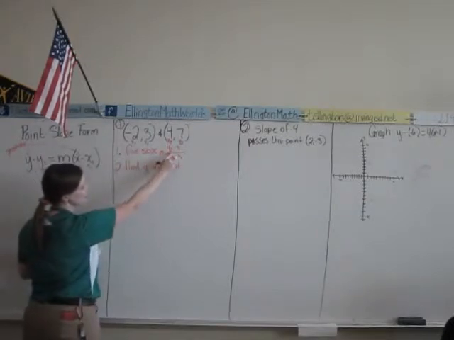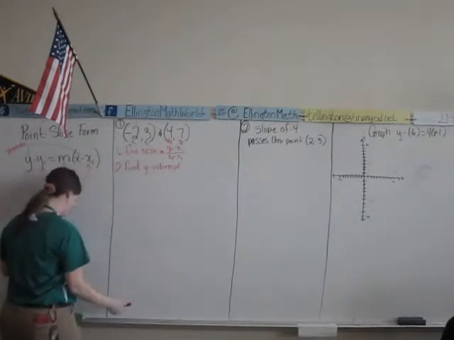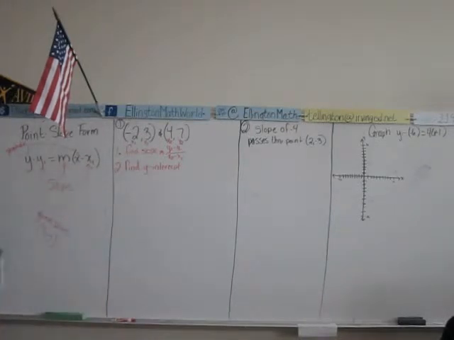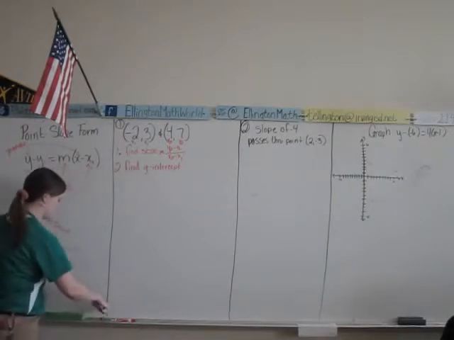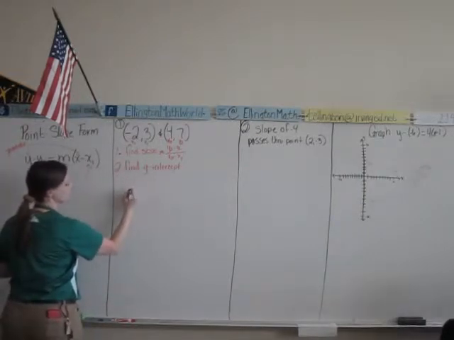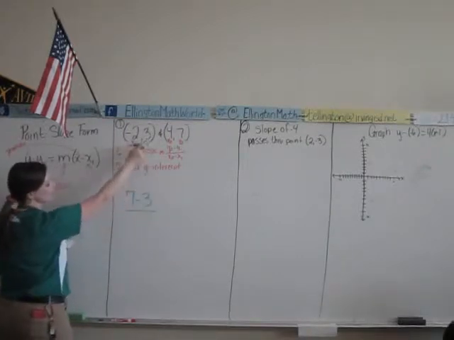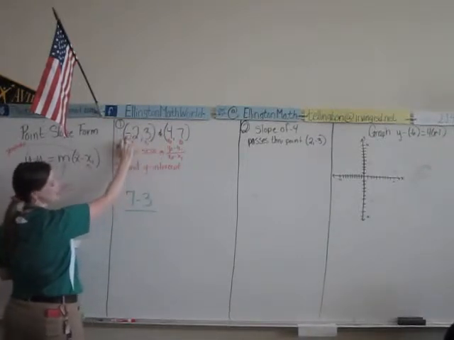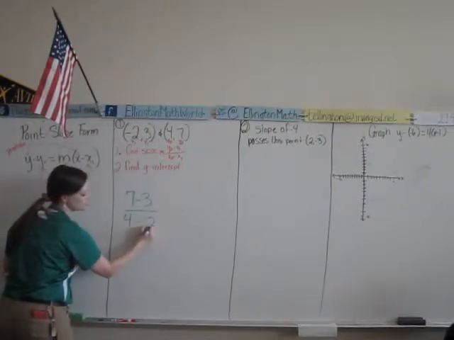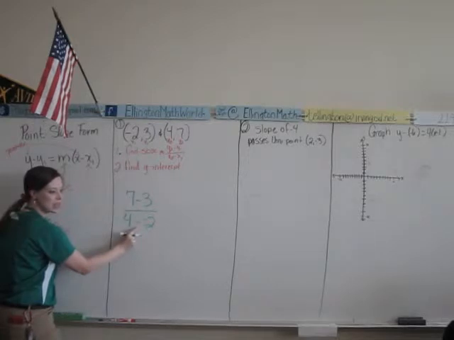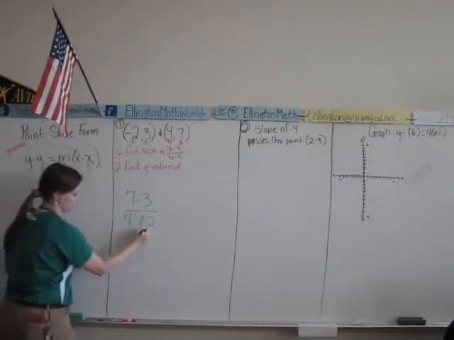All right, setting it up. I've got y2 minus y1, so I've got 7 minus 3 over, my x's are going to be 4 minus a -2. Don't forget to put both signs. It's not just -2, it's minus a -2. Okay?